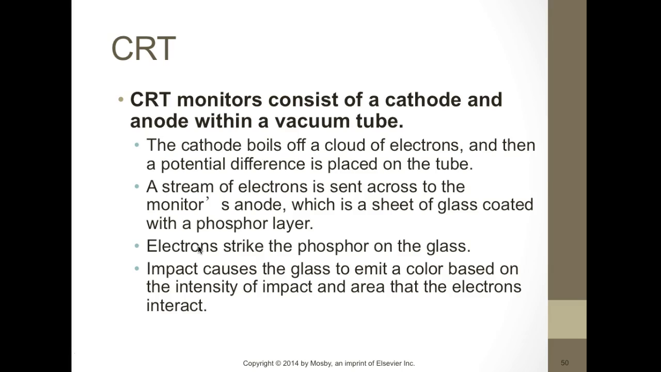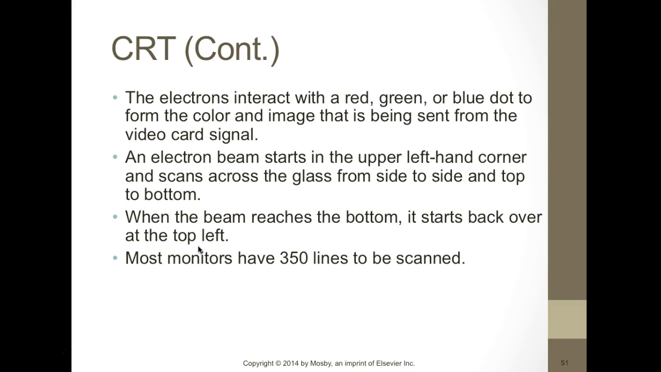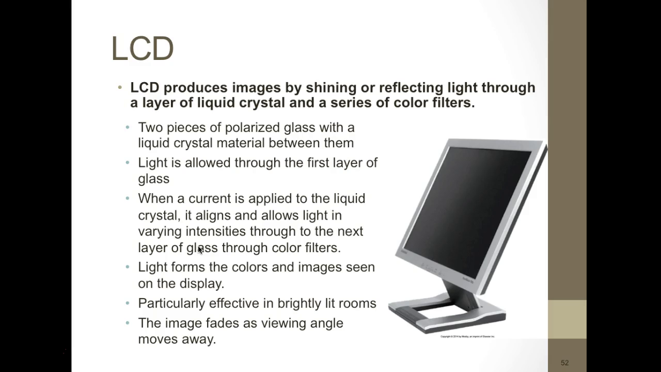Electrons strike the phosphor on the glass, and the impact causes the glass to emit a color based on the intensity of the impact and the area where the electrons interact. So the electrons interact with a red, green, or blue dot to form a color in an image that is being sent from the video card signal. So an electron beam starts in the upper left-hand corner and scans across the glass from side to side, top to bottom. When the beam reaches the bottom, it starts back over at the top left. Most monitors have 350 lines to be scanned.